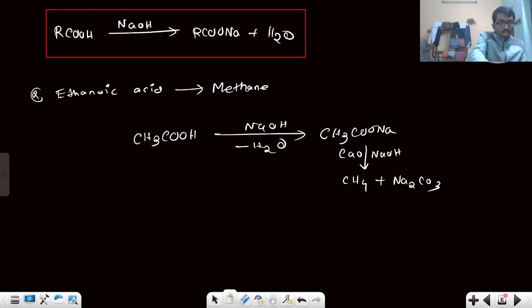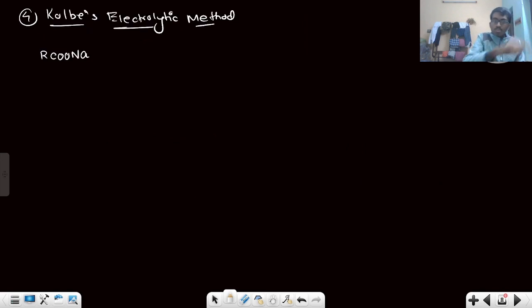Then again the same step as I have shown you in the case of carboxylic acid, that you first react it with NaOH to form RCOONa. That acetate part you have to form. So here also in Kolbe's electrolytic you first have to form the acetate part, then you conduct Kolbe's electrolytic method. Clear? So RCOONa I will take 2 times. Why 2 times I will take? As I am telling you, we will take 2 times.